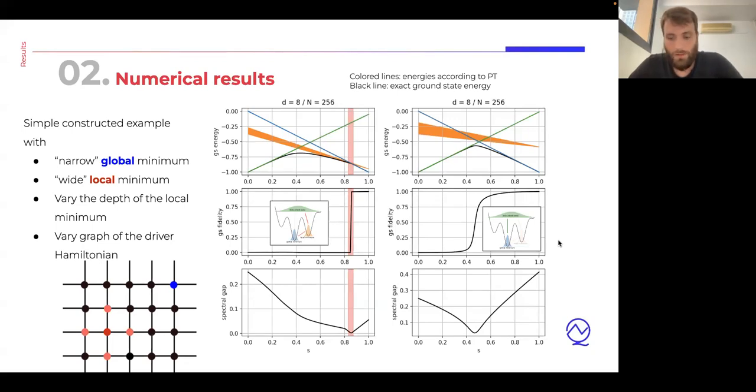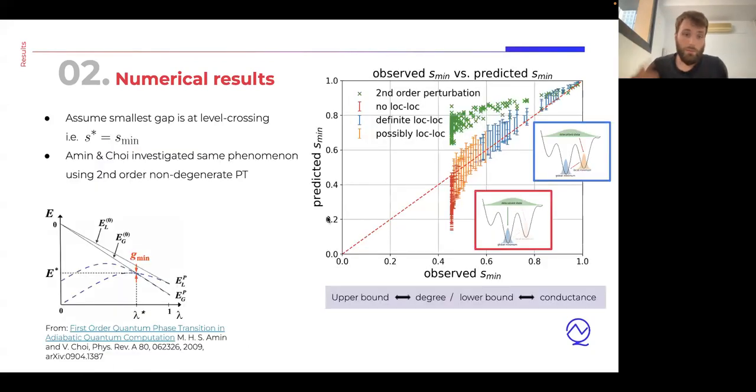These problems we can generate at random, and if we look at various problem instances, we can use our bounds to predict where we would see the minimal spectral gap, and compare that to where we actually observe the minimal spectral gap. We plot those two values against each other. On the y-axis we have the predicted location of the minimal gap, and on the x-axis we have the observed location of the minimal gap. If our bounds cross the diagonal, then it means that the observed value was actually within the bounds.